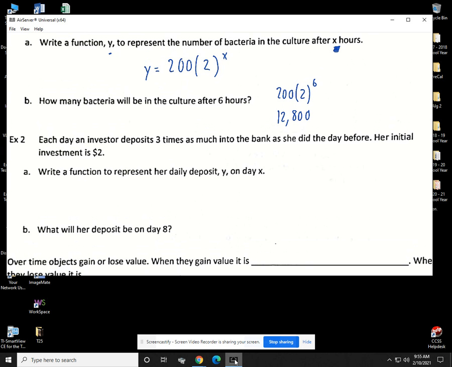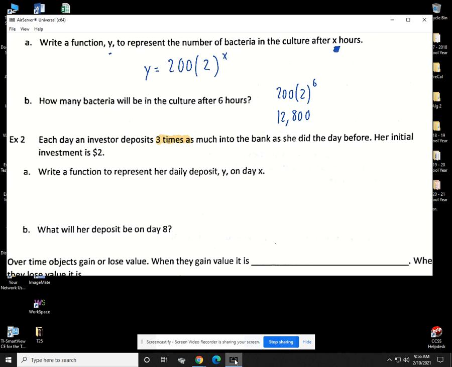So let's read example 2. Each day, an investor deposits 3 times as much into the bank as she did the day before. Her initial investment was $2. All right, so what are my keys, guys? What are the really important concepts that you need to see in this equation? What's the first thing you see that's important in that word problem I just read? 3 times as much. That's telling me what? I'm using what formula? Tripling.